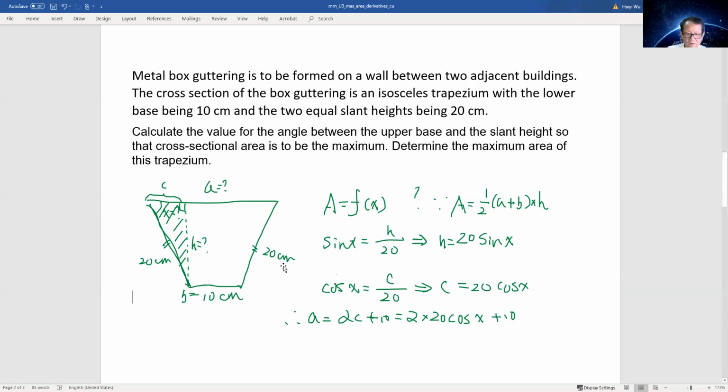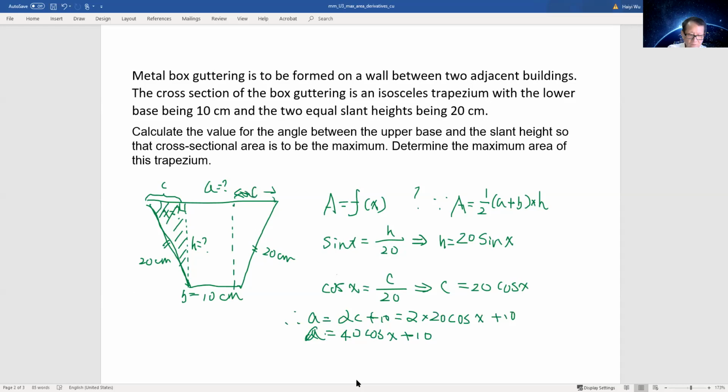Now, why is it 2 times C? Because you have two C's. If I draw on this side, because it's isosceles, we have C as well. This is C, and this is C as well. Then this middle is 10. So let's simplify. A is equal to 40 cos x plus 10.